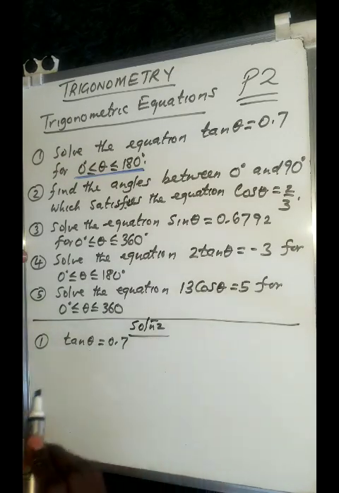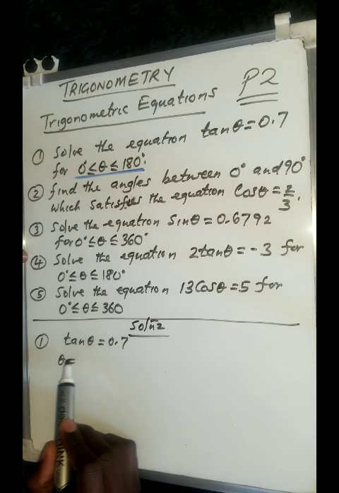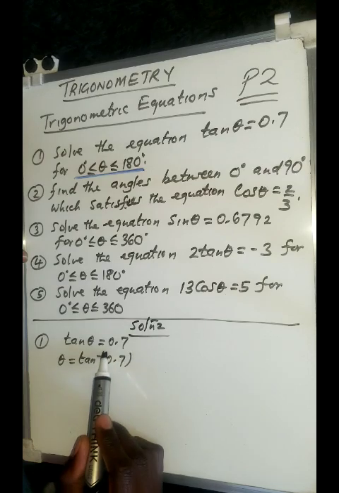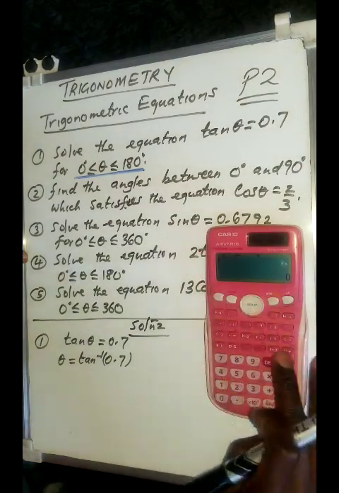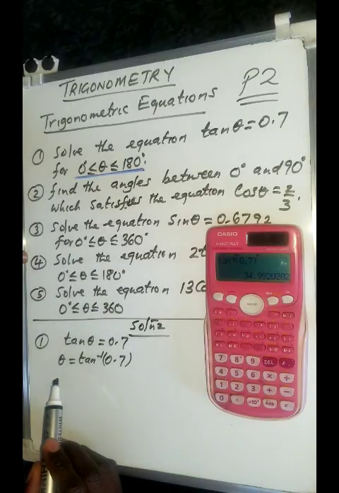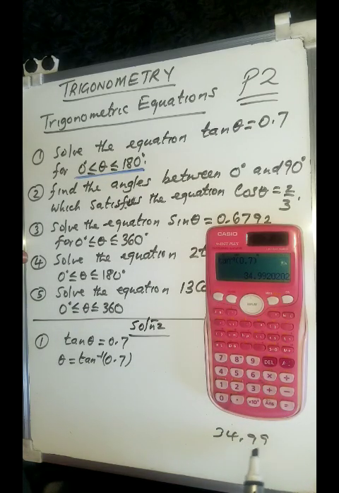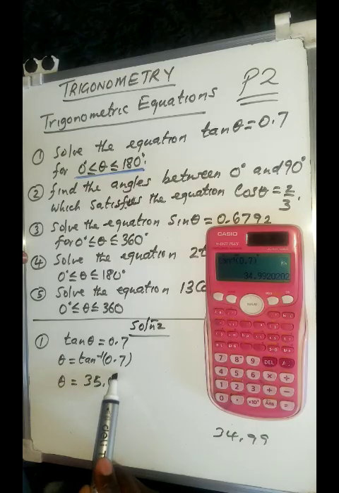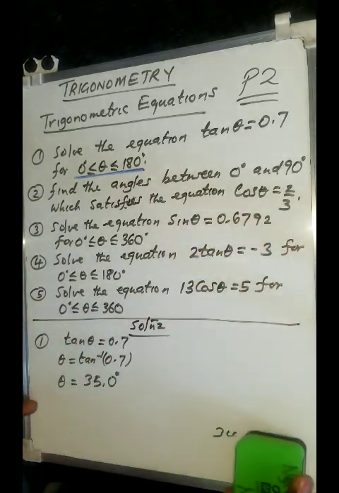Remember, always find the angle in the first quadrant. So how do I get theta? It is going to be tan inverse of 0.7. Remember, angles are left to one decimal place. We have got 34.99, so when you round it off, it is just going to give you 35.0 degrees. This is the angle that we are getting in the first quadrant.